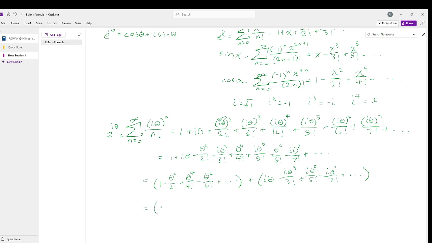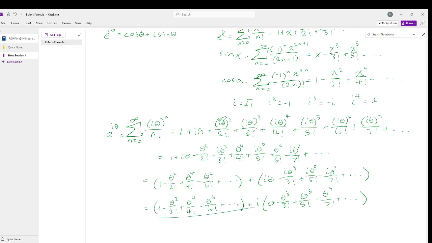Now the last thing I'm going to do, I'm going to rewrite this here, 1 minus theta squared over 2 factorial plus theta to the 4th over 4 factorial minus theta to the 6th over 6 factorial. And I'm going to factor out an i here, so we get plus i times theta minus theta cubed over 3 factorial plus. And what we're going to see is that these really are the Taylor series for sine of x and cosine of x.